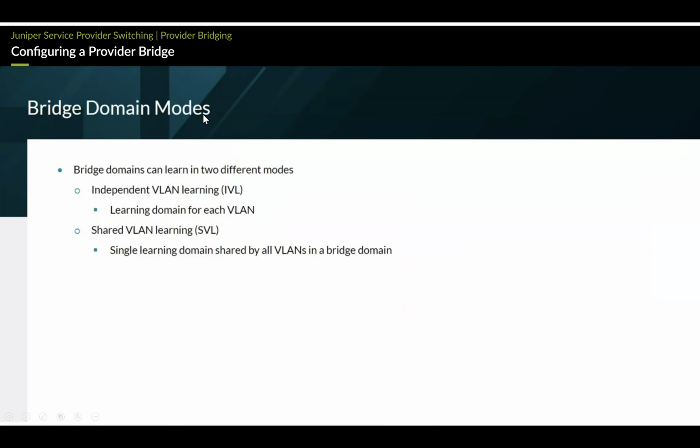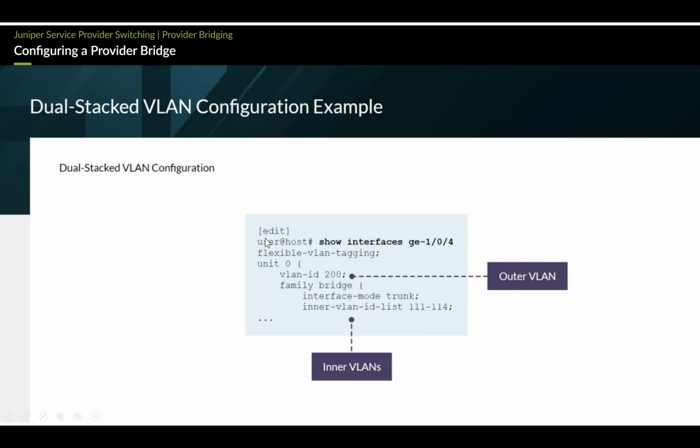Okay. Bridge domain modes. A bridge domain can learn in different modes. One is independent VLAN learning, that is called IVL, a learning domain for each VLAN. And another is shared VLAN learning, that is called SVL, a single learning domain shared by all VLANs in a bridge domain.